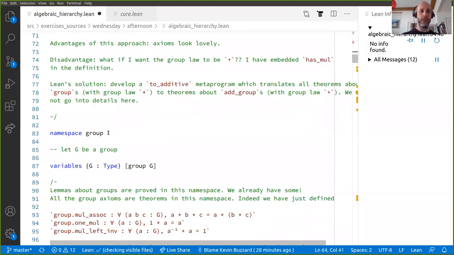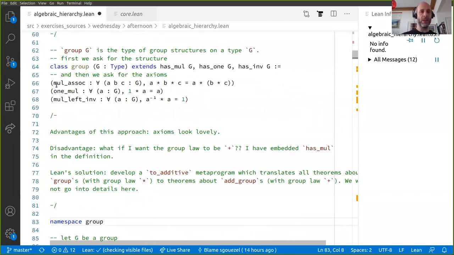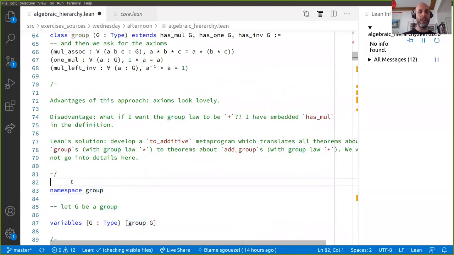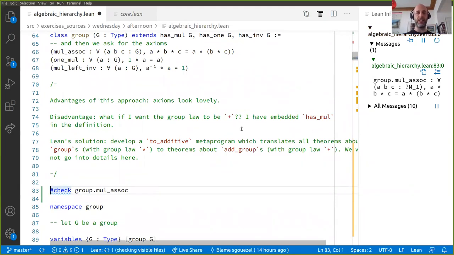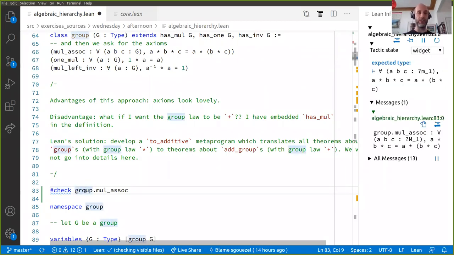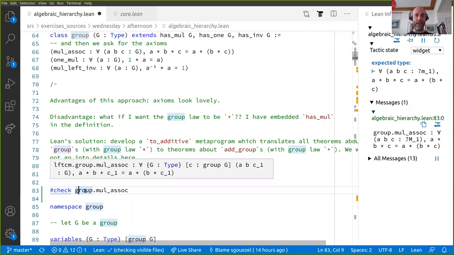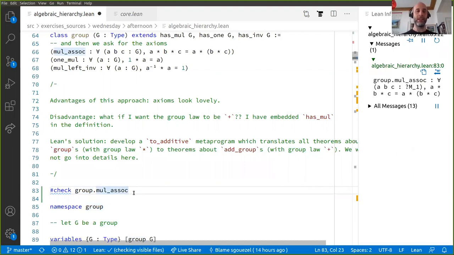So here we go. So now I'm in the group namespace. That's where all the group theorems live. So you might wonder, how do you access these things? mul_assoc and one_mul and mul_left_inv, they're all here. Look, I can check group.mul_assoc. There, that's the definition. You see, I write it as mul_assoc, but its actual name is group.mul_assoc. And if I hover over it, you can see its real actual name, which is LftCM.group.mul_assoc. But there it is, it's group.mul_assoc.